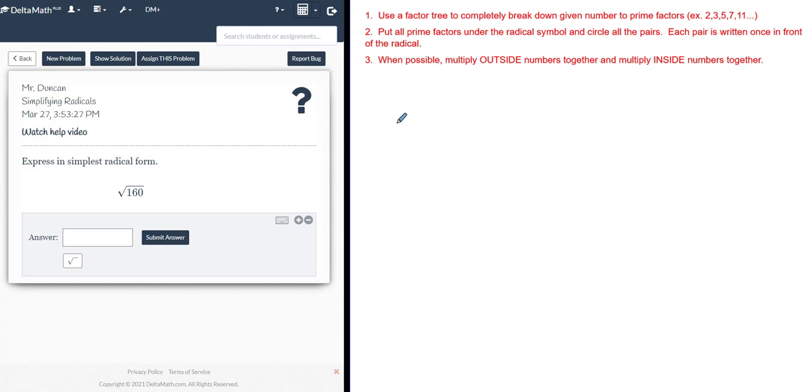All right, I'm going to err on the side of caution. I'm going to go ahead and do a quick reteach for simplifying radicals.